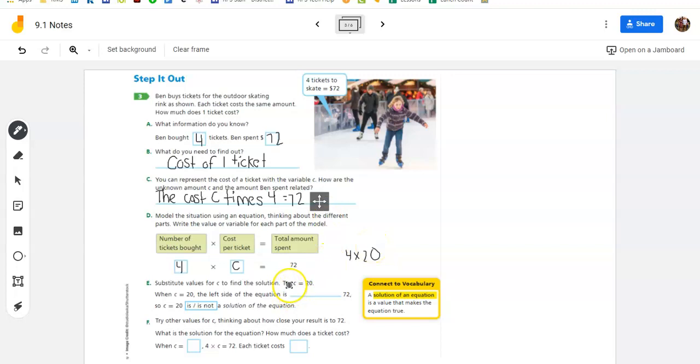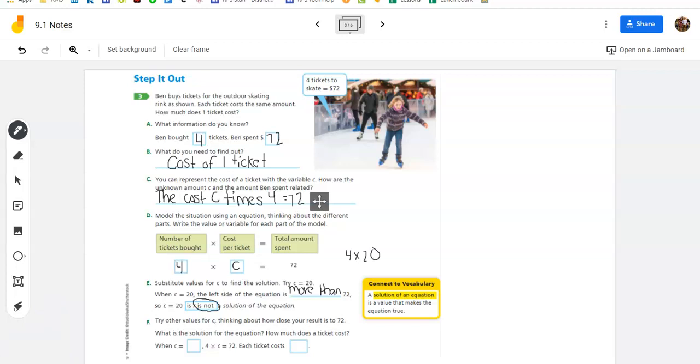That is more than 72. So C equals 20 is not a solution for the equation. Okay, F says try other values for C, thinking about how close your result is to 72. What is the solution to the equation? How much does a ticket cost?